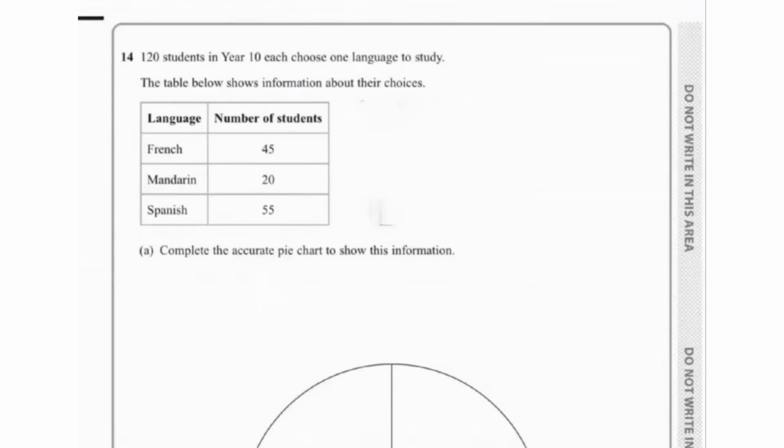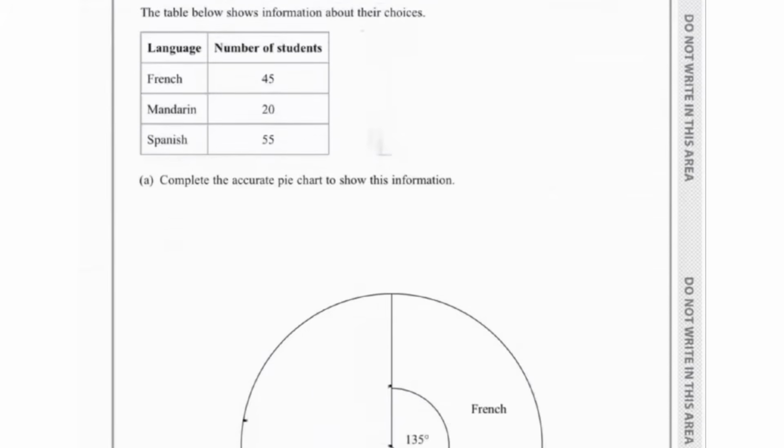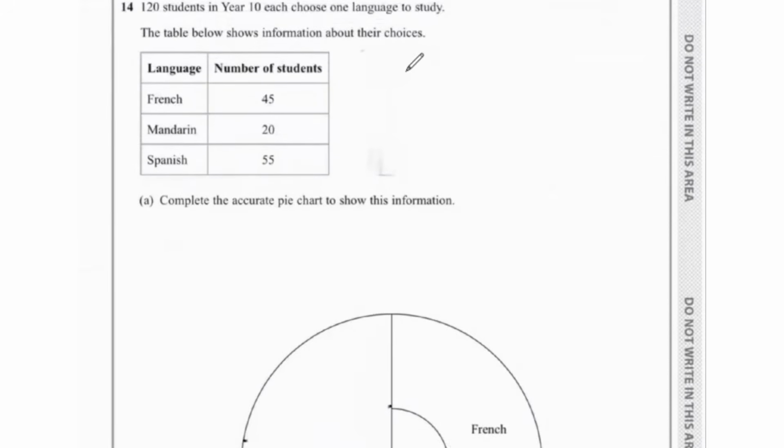So for this, we need to figure out the angles. They've already given us the angle for French, so we need to find the angle for Mandarin and Spanish. For Mandarin, we divide 20, which is the number of students who study Mandarin, by the total students, which is 120, and then multiply this fraction by 360. Why 360? Because in a pie chart, a full circle has an angle of 360. So we have to figure out what part of that 360 represents Mandarin.